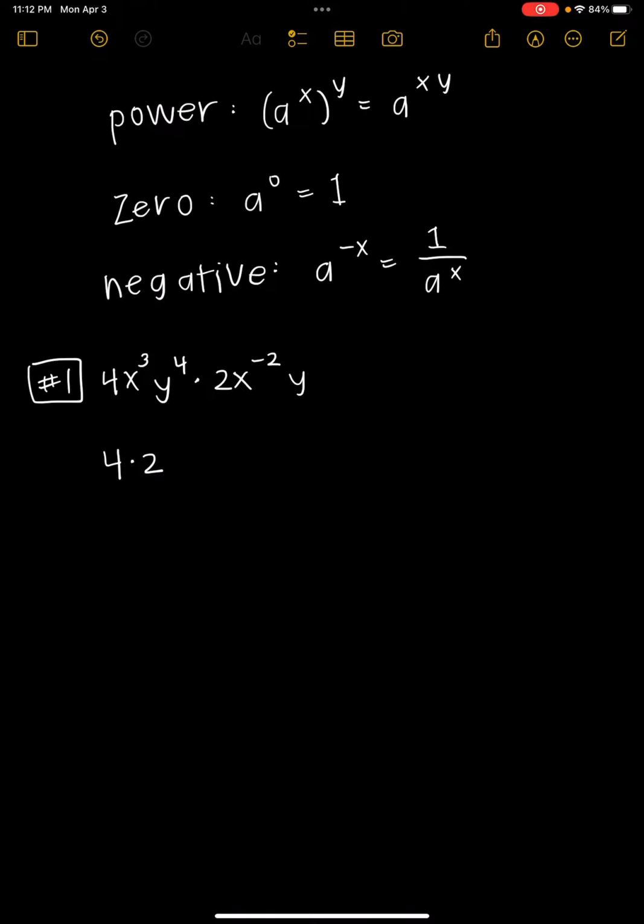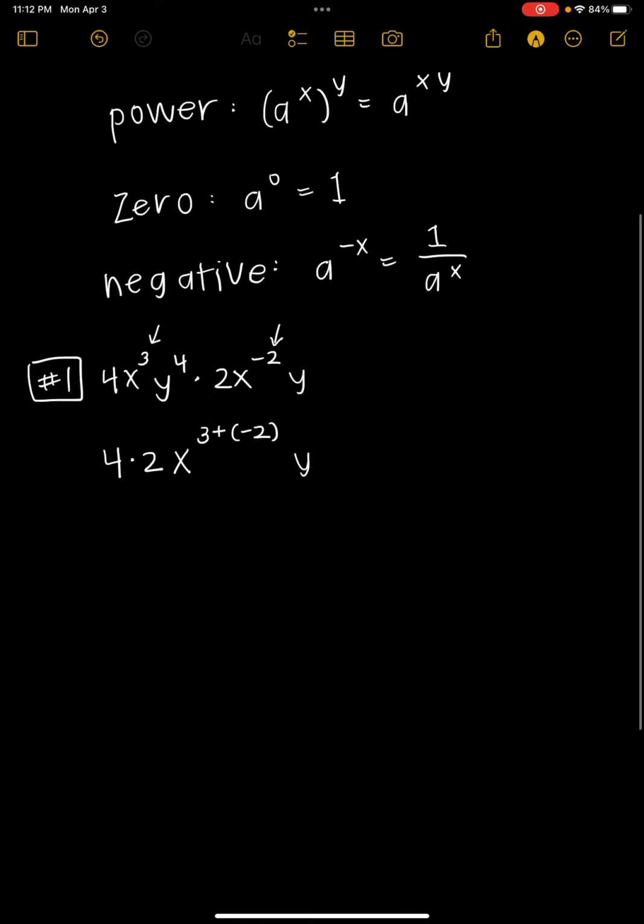So for my x's, I'm going to have x to the power of 3 plus a negative 2, because we have that 3 right there and then the negative 2 right there. Those are my exponents for the x's. And then we'd have y to the power of 4 plus 1. The 4 comes from this one right here, and then the 1 comes from this one. If I don't have an exponent, but I do have a y, I could write a little imaginary 1 right there. That's y to the first.